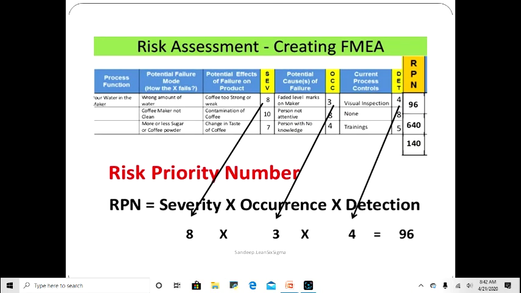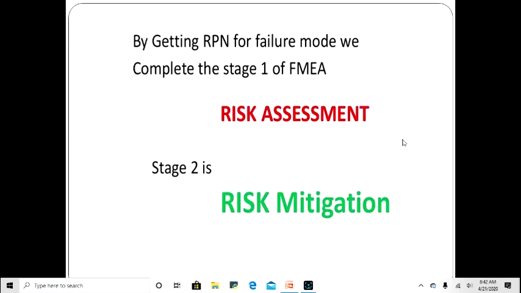So the most difficult to detect will be the highest number, and if it's easily detectable, it will be a lower number. Now you calculate RPN, which is severity into occurrence into detection. So you get a numerical value here. So the first row it is 96, second row it is 640, and third row it is 140. So the first stage is done.